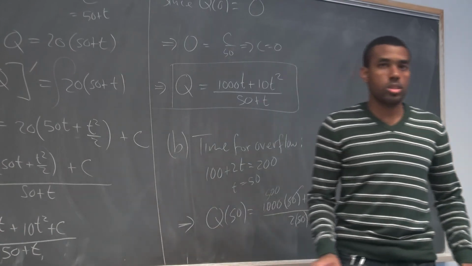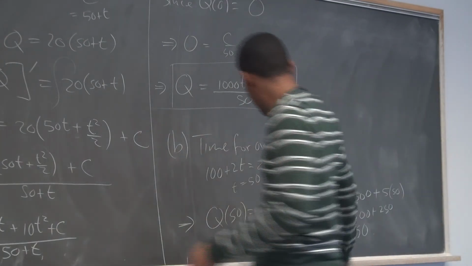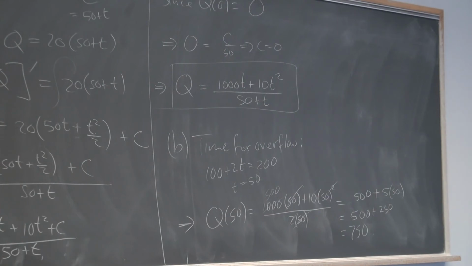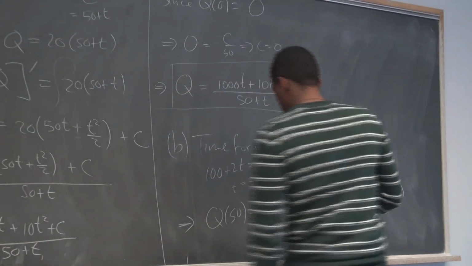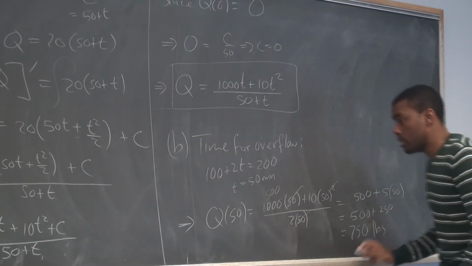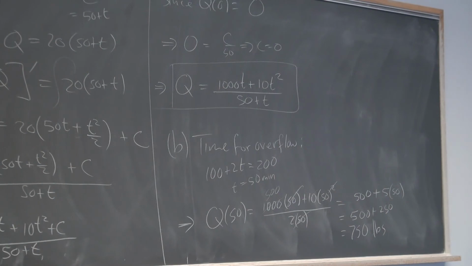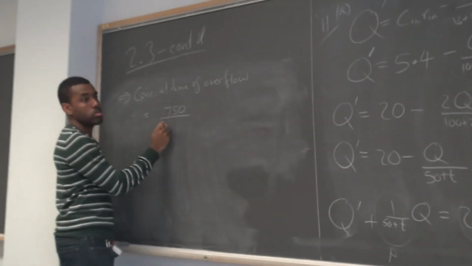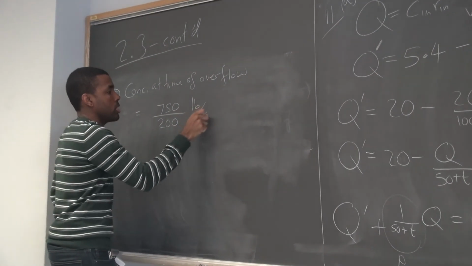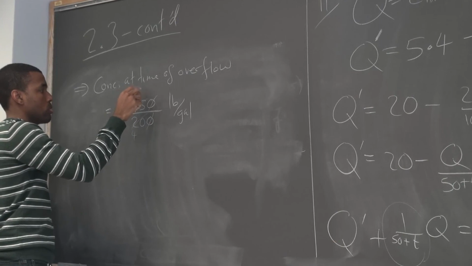So, is that the answer? That's the amount of salt in the tank. Concentration is amount over volume, which means to get the concentration, we need to divide that by the volume. For you physics heads, I can put here that this is minutes, this is actually pounds, and so the concentration needs to be pounds per gallon. This means concentration at time of overflow equals 750 divided by 200 pounds per gallon. 5 into this goes 4, 5 into that goes 15.